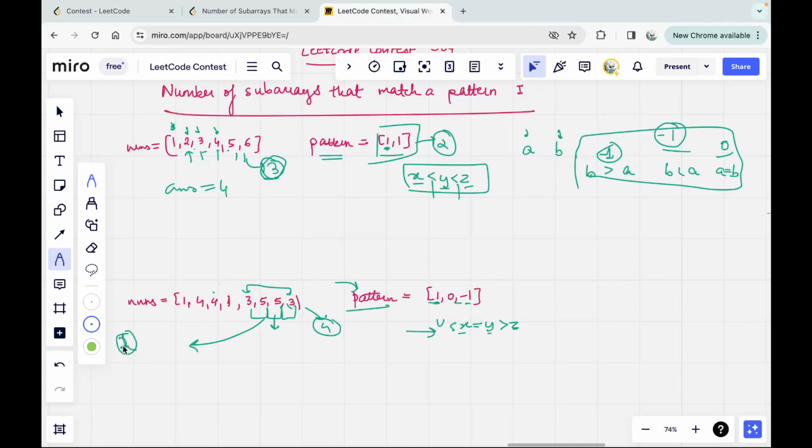So the final answer I get is 2. Out of all the subarrays of size 4 in nums, there are only 2 subarrays that follow the pattern. So I hope the question is now pretty clear. Now let's discuss how we are going to solve it.